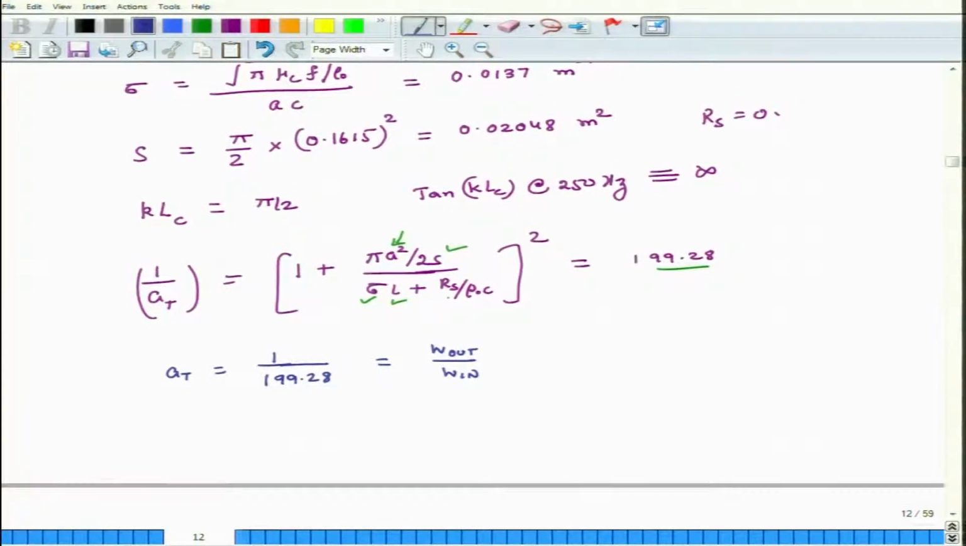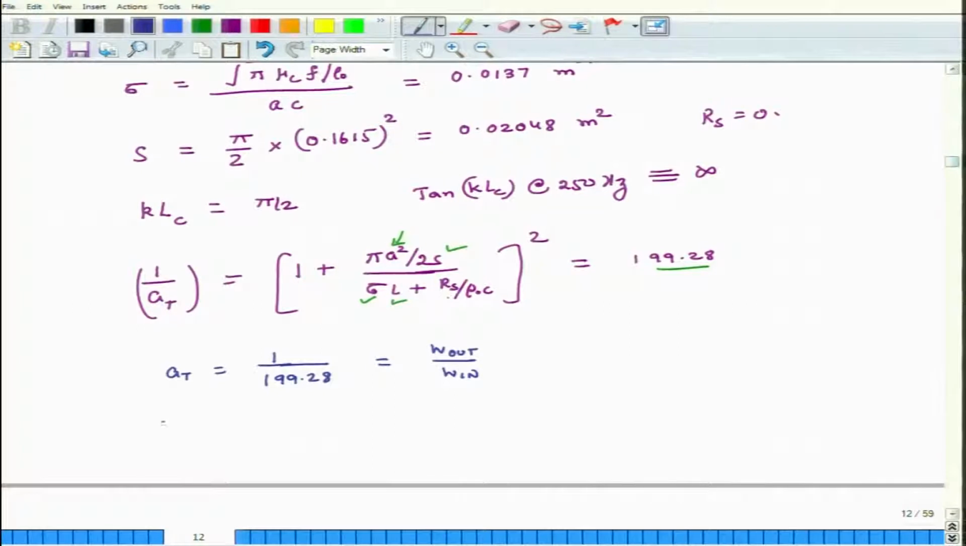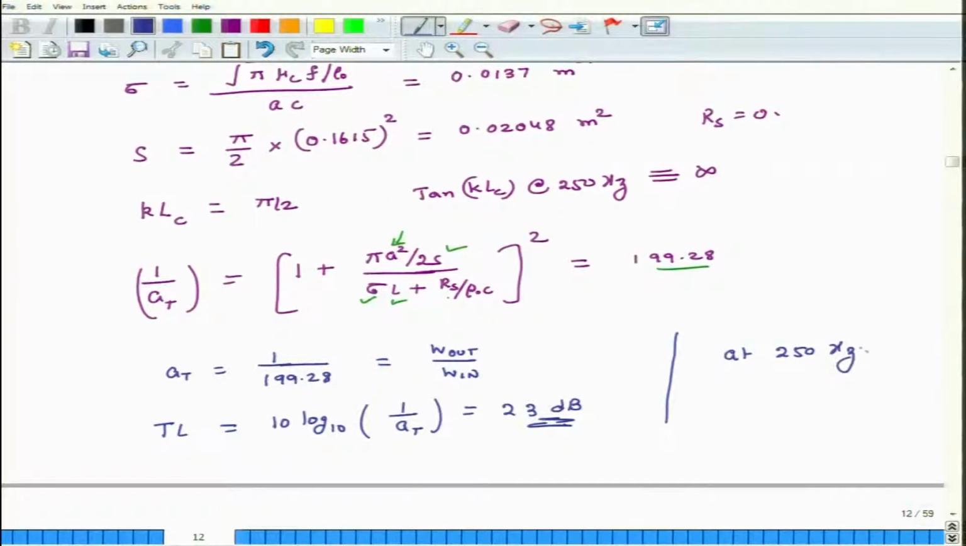So, it is working as a very efficient sound absorber. It is doing a very good job as a noise control mechanism, and the transmission loss for this is 10 log 10 of 1 over AT, and if you put in the value of 1 over AT as 199.28, you get 23 decibels. This is at 250 hertz.